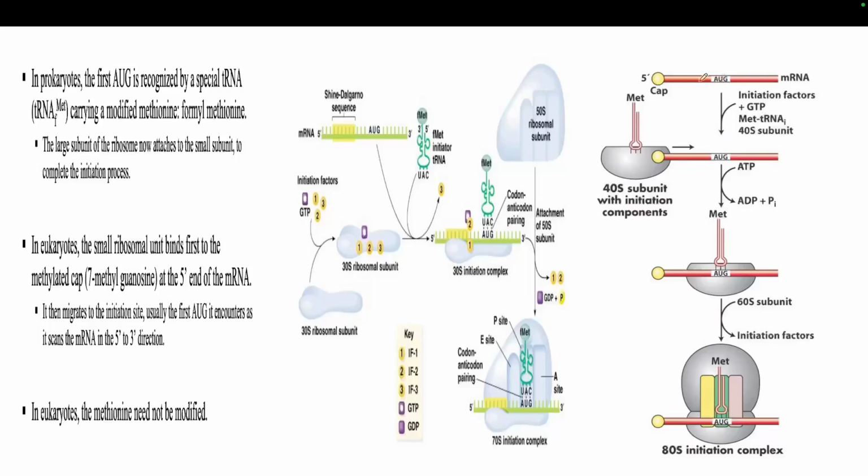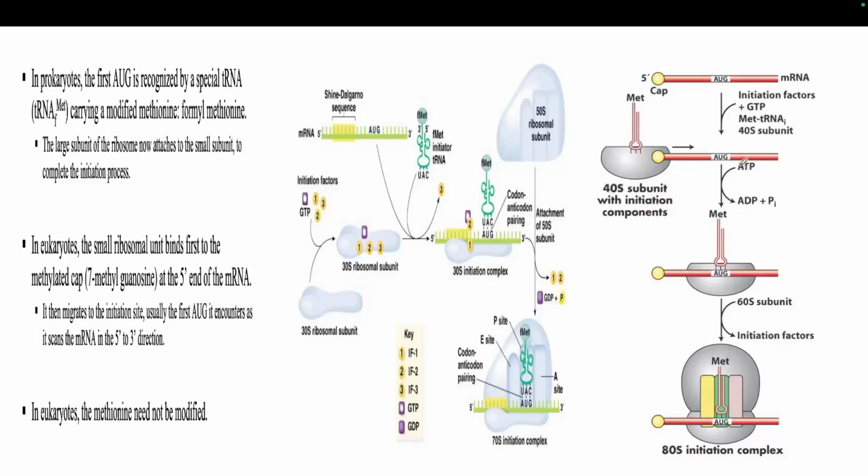So suppose there is an AUG. Firstly the small subunit will find the methylated cap at the 5' end of the mRNA. In eukaryotes the 5' end of the mRNA is methylated, so that the 40S subunit of the ribosome can determine this particular position, and once it finds this methylated cap, it will slide on this mRNA and go to this AUG site. And this AUG is part of the Kozak sequence.